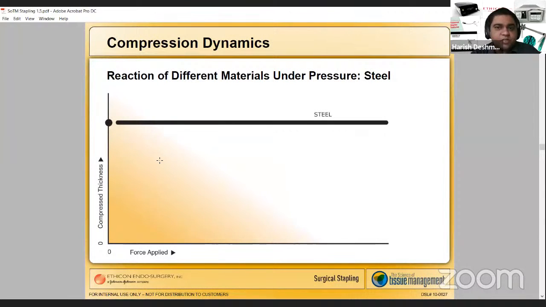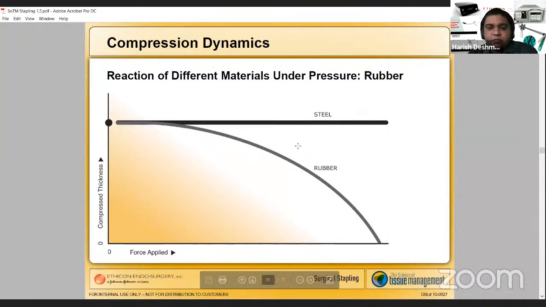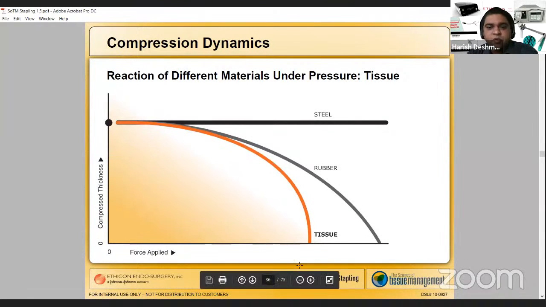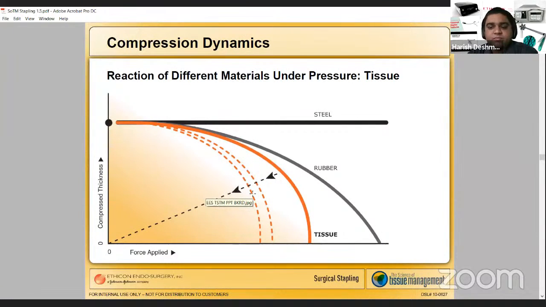If we apply pressure to steel, whatever force you apply, it is not going to compress at all. Coming to rubber, when we apply more force, it actually compresses, but it retains back its original position. With tissue, the more force you apply, there is a compression, but this compression stays at the same level. But after 15 seconds, it reduces down another 0.5 mm.